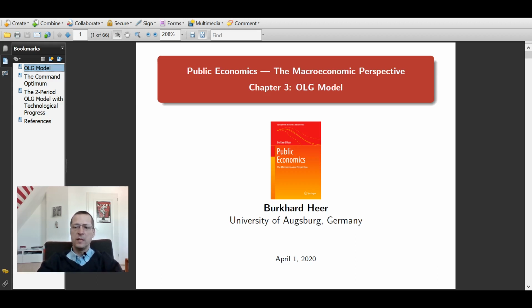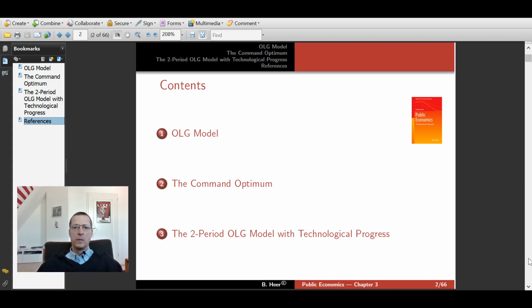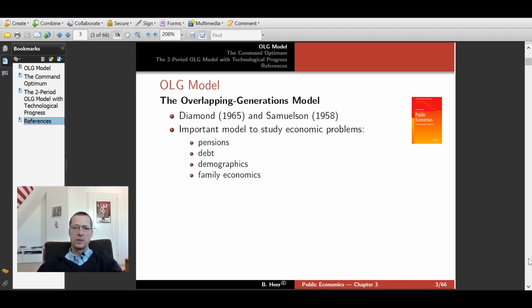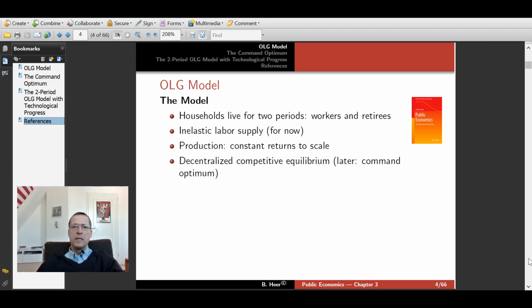Now, in Chapter 3 of the overlapping generations model, we looked first at the decentralized competitive economy. Now we look at the command optimum. And let us briefly review how we modeled the overlapping generations population in the competitive economy. This will, of course, be the same in the command optimum. So we have a household that lives for 2 periods. So we have workers and retirees.